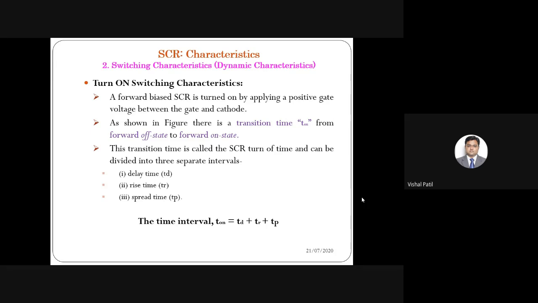डिले टाइम म्हणजे कुठल्या दोन स्पेसिफिक टाइम इंटरव्हल मधला हा डिले आहे, दॅट इज डिले टाइम. राईज टाइम म्हणजे राईज टाइम मध्ये नक्की एनोड करंट कुठून कुठपर्यंत वाढतो, डिले टाइम मध्ये नक्की काय होतं करंट बद्दल, आणि स्प्रेड टाइम म्हणजे करंट स्प्रेड होतो अक्रॉस दी डिव्हाइस, त्याला म्हणायचं स्प्रेड. तर तो कुठून कुठपर्यंत असतो. So turn on time has 3 components: delay time, rise time and spread time. So it is known shortly as TD, TR and TP.